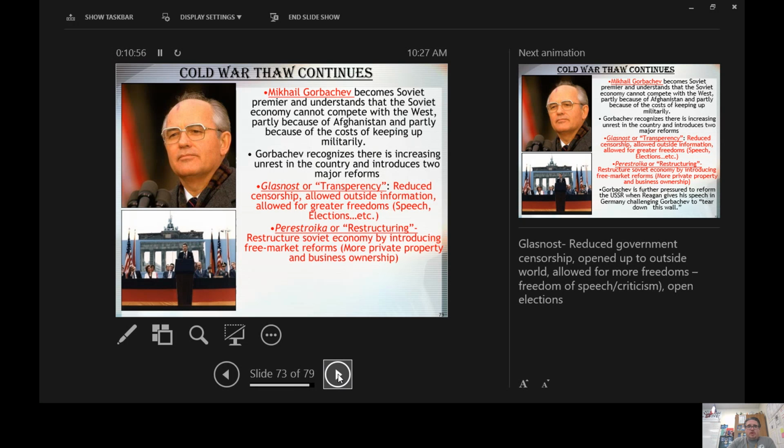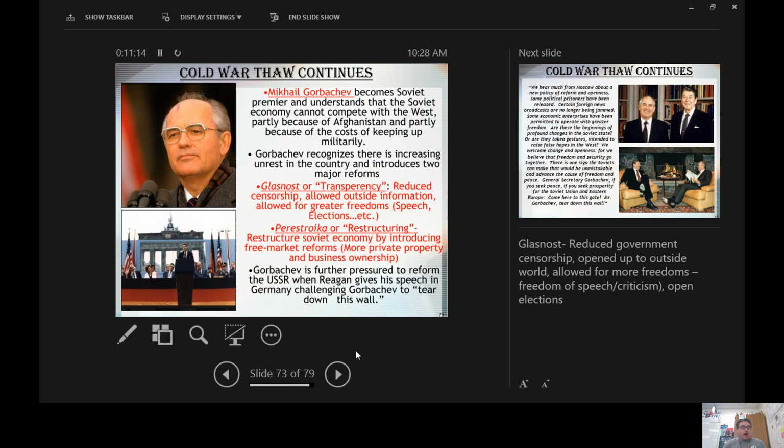There was also perestroika, or restructuring. He restructured the Soviet economy by introducing free market reforms, more private property and business ownership. Essentially, he made the Soviet Union less communist. As we talked about in previous days, a lot of the communist nations you have today, like China, for instance, they did that as well, even earlier on.